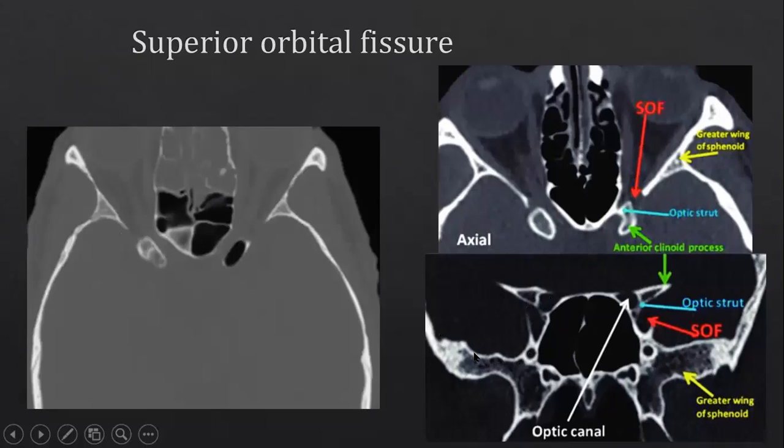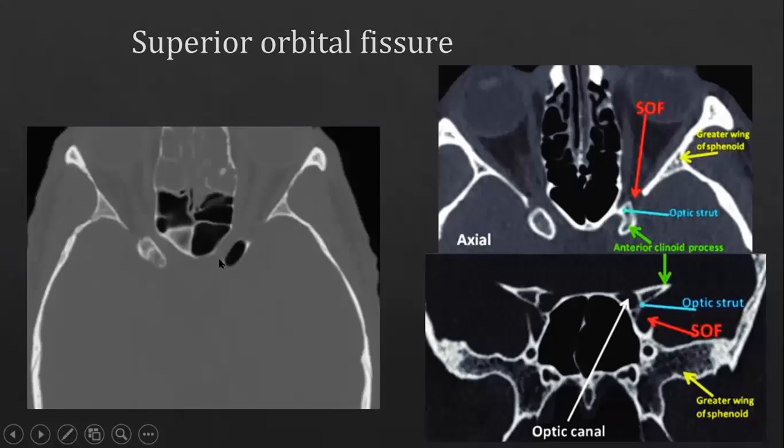The foramen very close at the level of the greater wing of sphenoid is the foramen rotundum, which is here. These are the pterygoid canals, which are inferior, which we saw just now, and finally the optic canals, which are located above the level of the superior orbital fissure along the struts of the lesser wing of sphenoid.